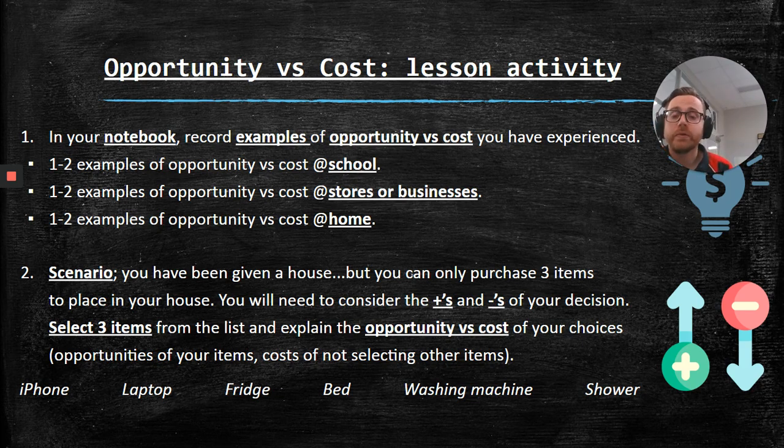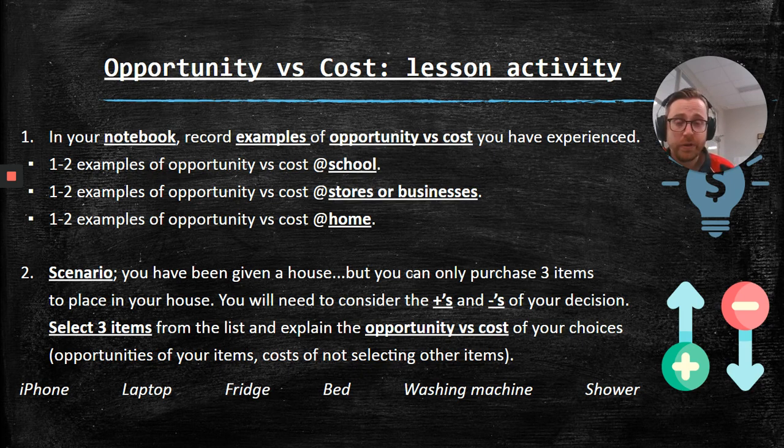And I'm also giving you a little scenario here in question 2. So scenario, you have been given a house, but you can only purchase 3 items to place in your house. So that's scarcity. That's the economic problem. You can have a limited amount of your resources. So you need to consider the positives and negatives, the opportunities and the costs of your decision. So select 3 items from the list below. So I've got iPhone, laptop, fridge, bed, washing machine, and a shower.